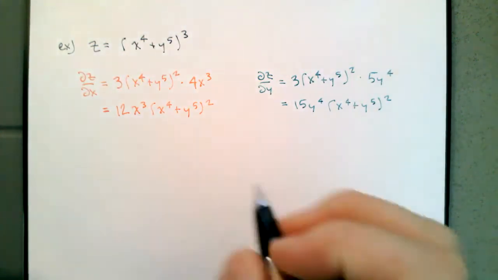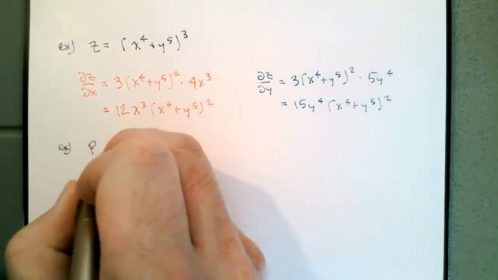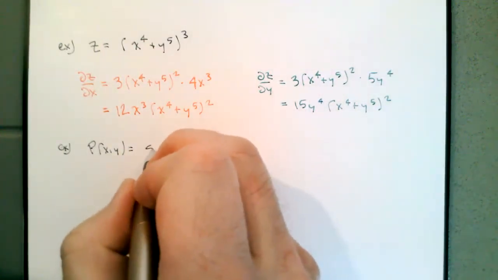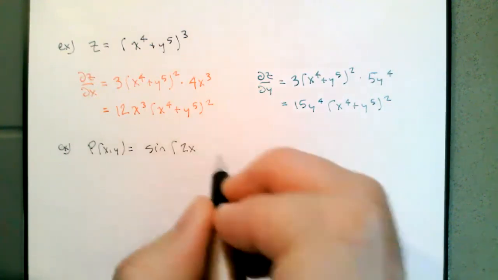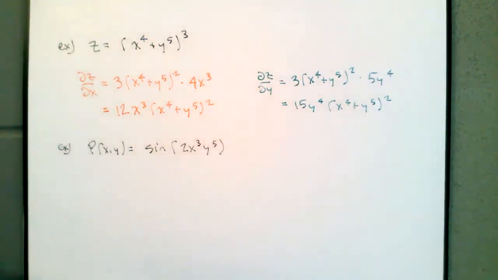Let's look at another example. Let's suppose that P of x, y is equal to sine of 2x cubed y to the fifth. In the previous example, x to the fourth and y to the fifth were in separate terms. In this example, the x to the third and y to the fifth are factors.